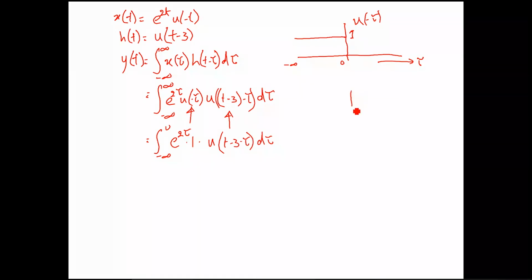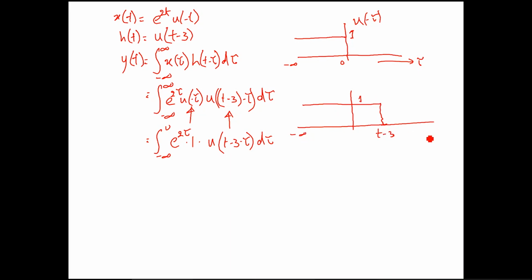Then we see the second signal. The second signal is this, shifted by t minus 3. This is 1. This is your tau axis. This is some constant value t minus 3, and this is your u of t minus 3 minus tau. So for u of minus tau, we just add t minus 3 to it. Adding t minus 3 makes it come here.